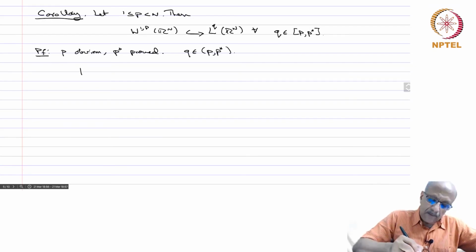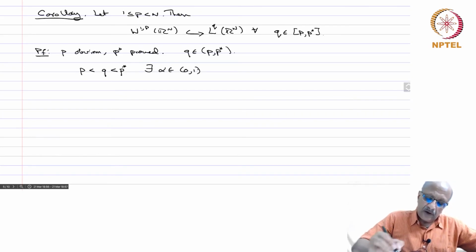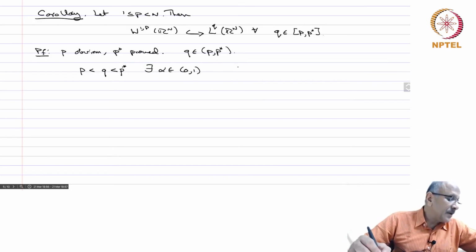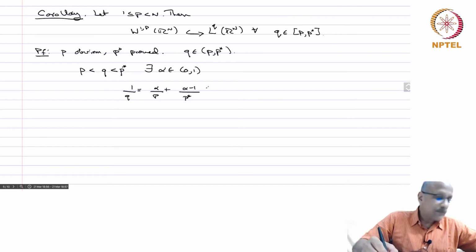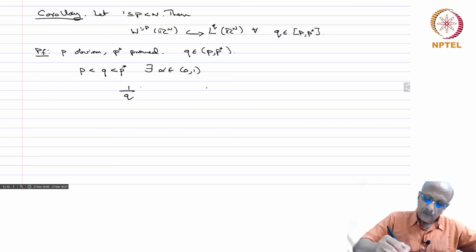So let us take p less than q less than p*. Then there exists an alpha belonging to (0,1), because then 1/p* is less than 1/q less than 1/p, so it can be written as a convex combination. So there exists an alpha between 0 and 1 such that 1/q equals alpha/p plus (1 minus alpha)/p*.